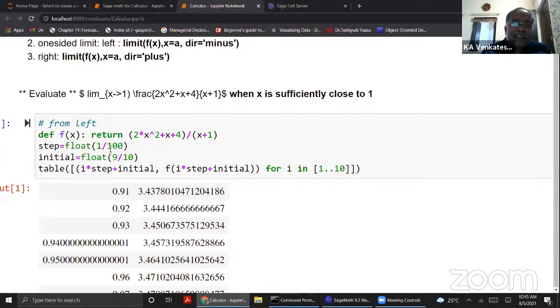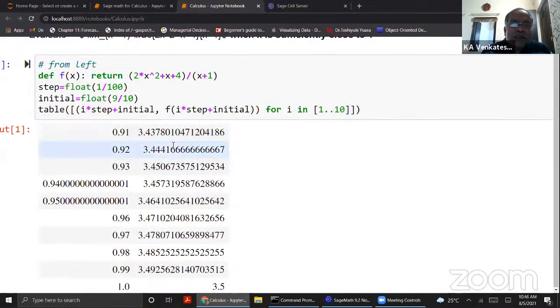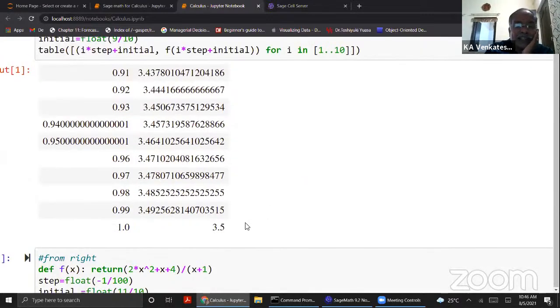Then when your step size increases, obviously the value increases. A for loop takes care of that part. I is varying from here: first time i is 1, second time 2. So what happens in this table? First time the value is 0.91. Computing this by hand takes a little longer. The next is 0.95. We said i is varying from 1 to 10, so once you have 10 values, it finally comes to 3.4999, that is 3.5. So the left limit is 3.5.